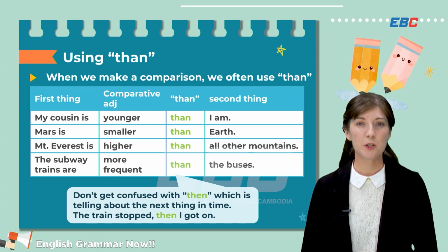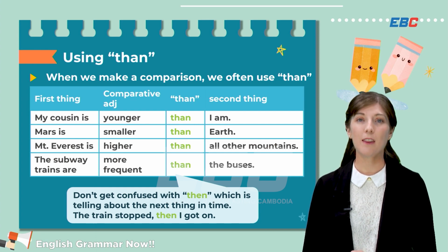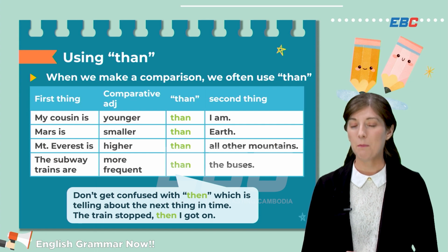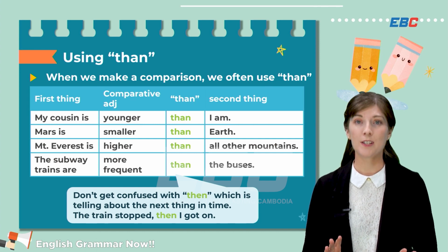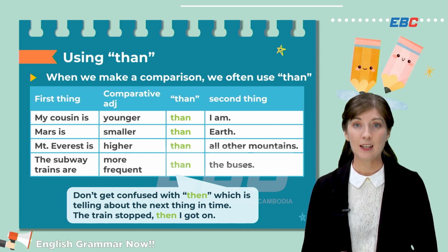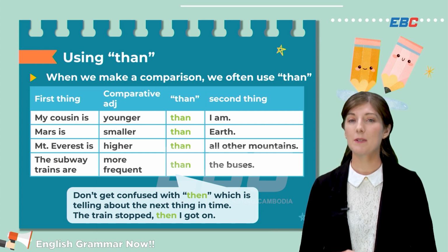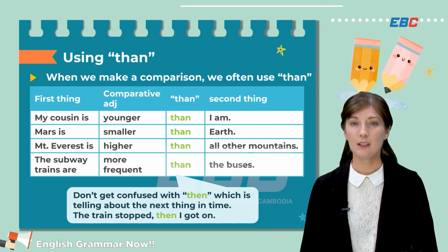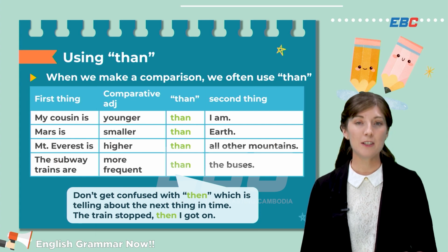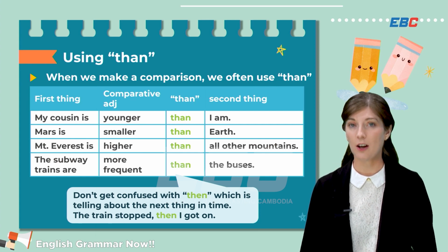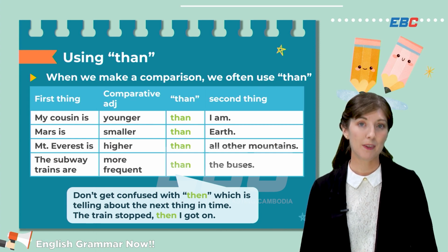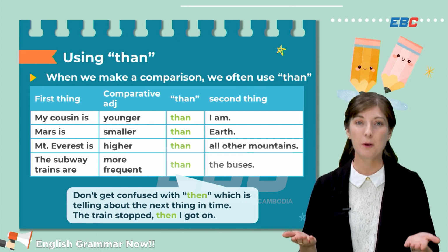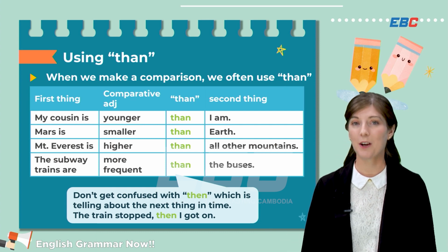But one thing we should be careful about is to spell than correctly. Many people will make the mistake of spelling it T-H-E-N. This is a different word. If we write then, it's talking about something that comes next in time. Like in the sentence, the train stopped, then I got on. Then is talking about what comes next in time, but than is helping us to compare two things with a comparative adjective.